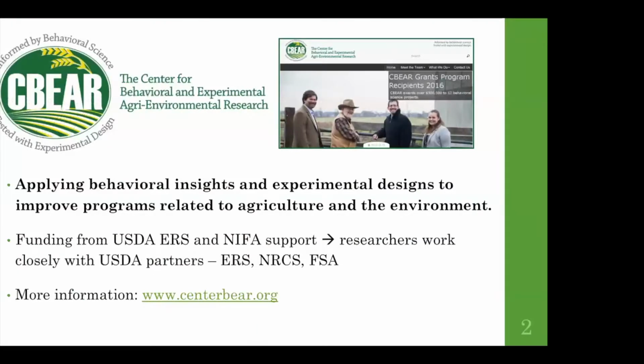Before I jump into the paper, I would be remiss if I didn't acknowledge CBEAR. Most of you may already be aware of the mission of CBEAR, but for those of you who are less familiar with CBEAR, I encourage you to check out the website, centerbear.org.